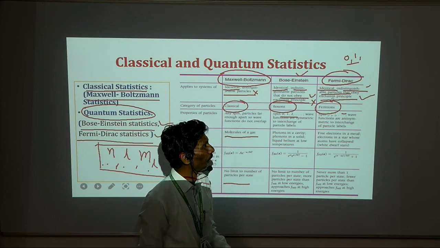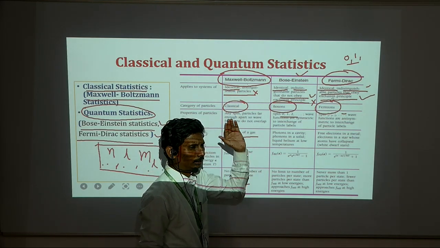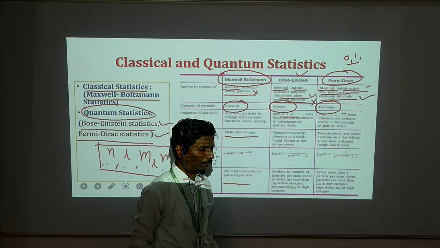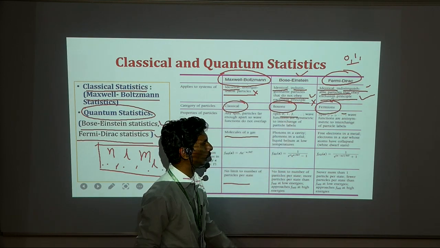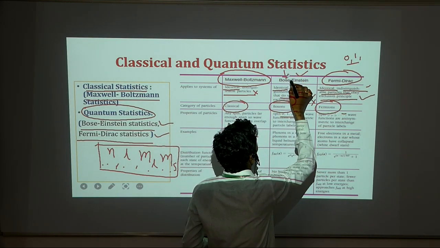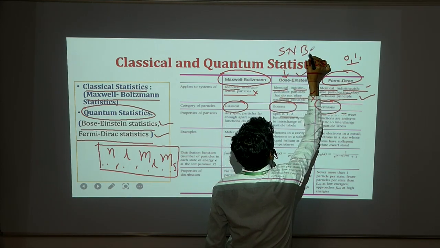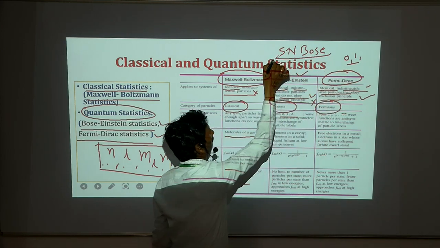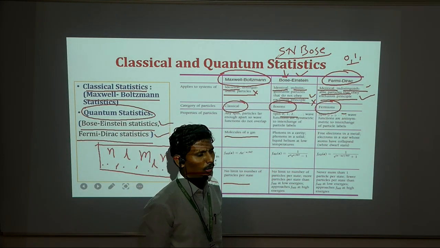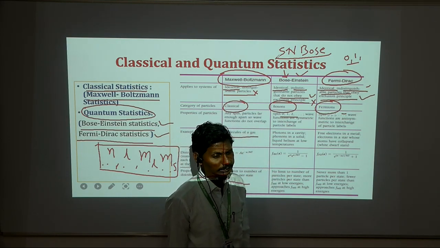Remember that particles obeying the Maxwell-Boltzmann distribution law are known as classical particles. Particles following the Bose-Einstein distribution are known as bosons. And remember that one of the scientists is S.N. Bose, Satyendranath Bose, one of the Indian scientists who collaboratively worked with Einstein, and this distribution is known as the Bose-Einstein statistics.